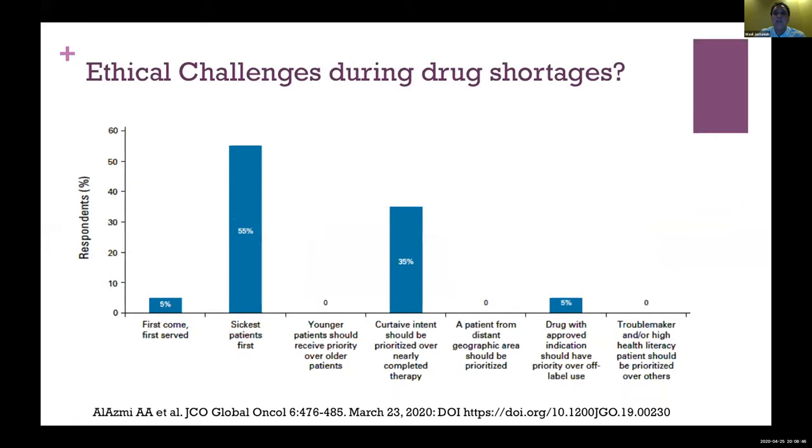Another important observation that we learned from the national survey in Saudi Arabia is the ethical challenges in decision making when you have drug shortages. And as you can see from this figure, there was no existing ethical framework for practitioners. So you have some that reported that they will treat the sickest patient with the available drug first. Others reported that they'll treat those with curative intent rather than palliative intent. Some said first come, first served, and so on. So this highlights the ethical dilemmas and challenges, which are important to address even more today with the magnified shortages that could happen during a pandemic.